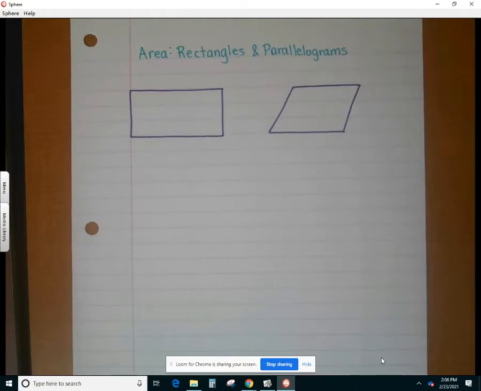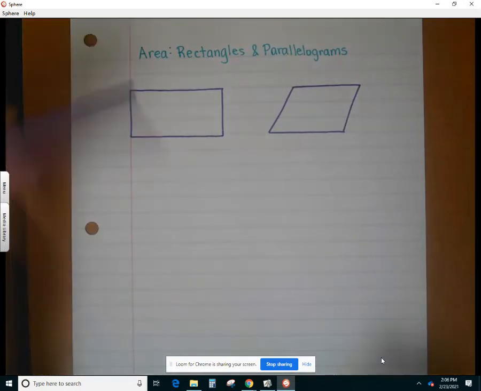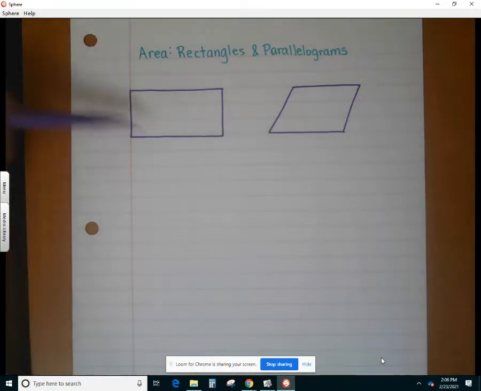So we're starting our unit on area, and we're going to start with the easiest shapes and move to the hardest ones. So the easiest two shapes are rectangles and parallelograms, and we're starting with them together because they actually both have the same formula.